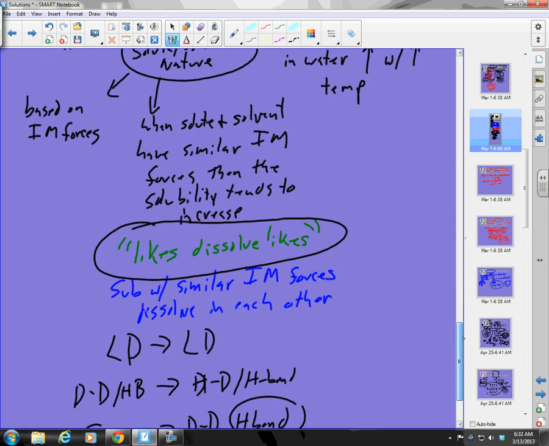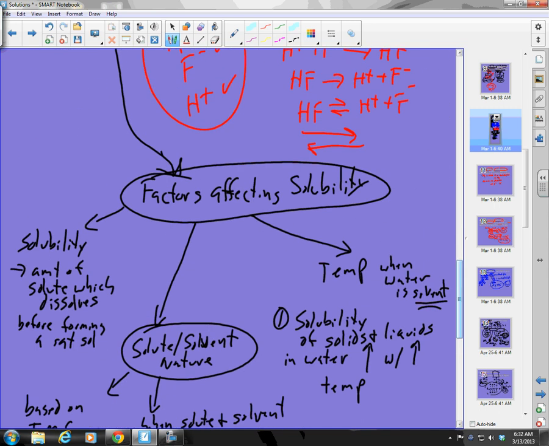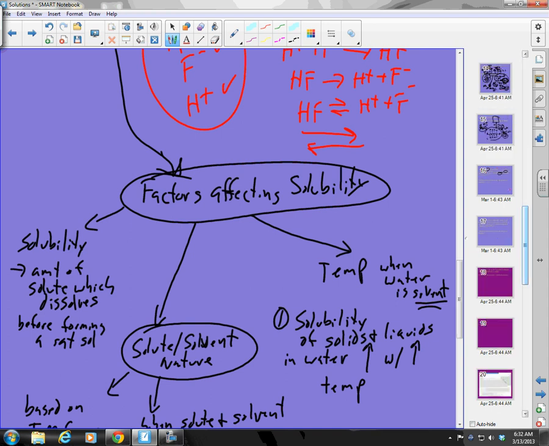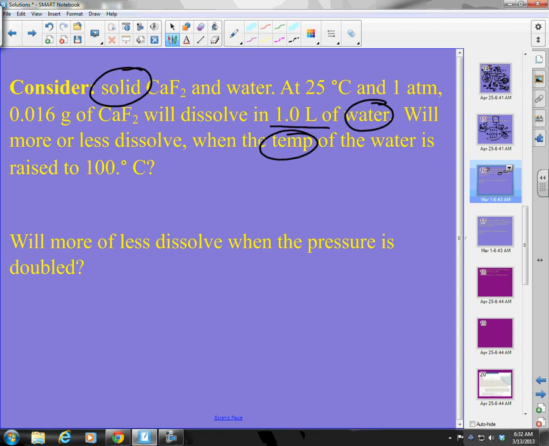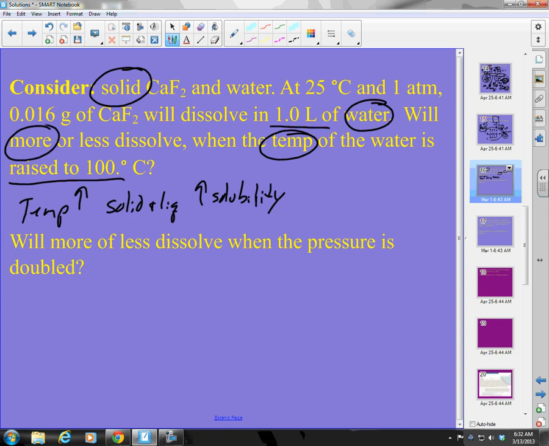So let's go back to our question here and look at our answer. What happens? The temperature of the water is raised. So when the temp is raised, solids and liquids increase their solubility. So what would I say will more or less dissolve? The answer is more will dissolve.